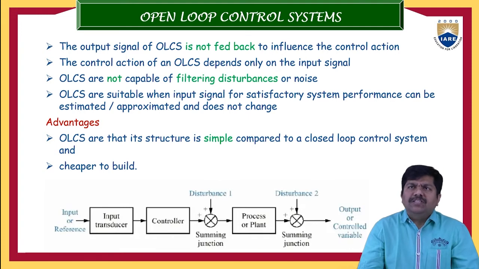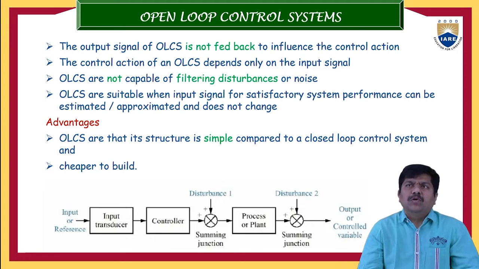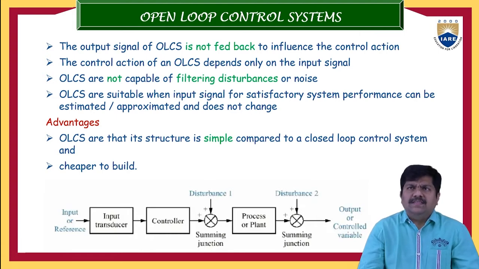Where the disturbances will take place, what type of disturbances, and what the various blocks are called in open loop and closed loop control systems. The output signal of an open loop control system is not fed back to influence the controlling action. The controlling action depends only on the input signal. How much input we give to the system, that only decides the output.